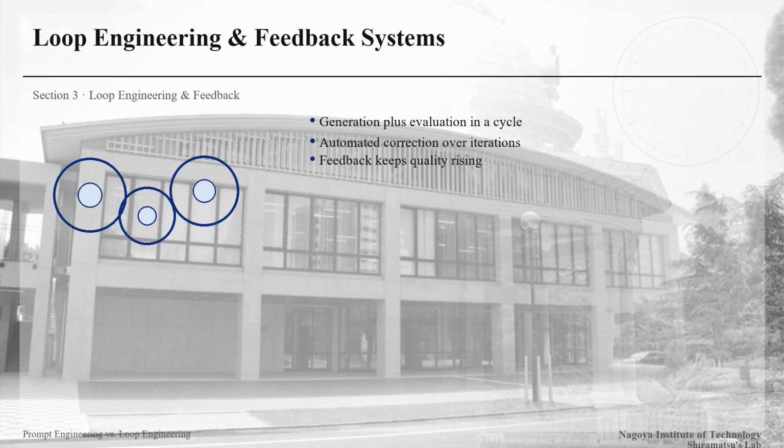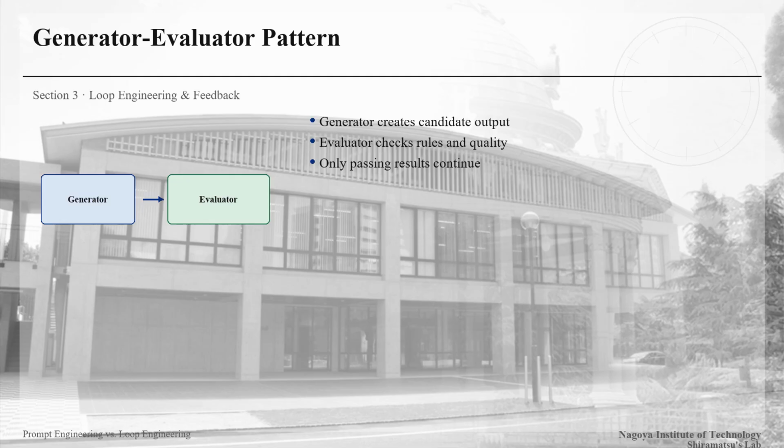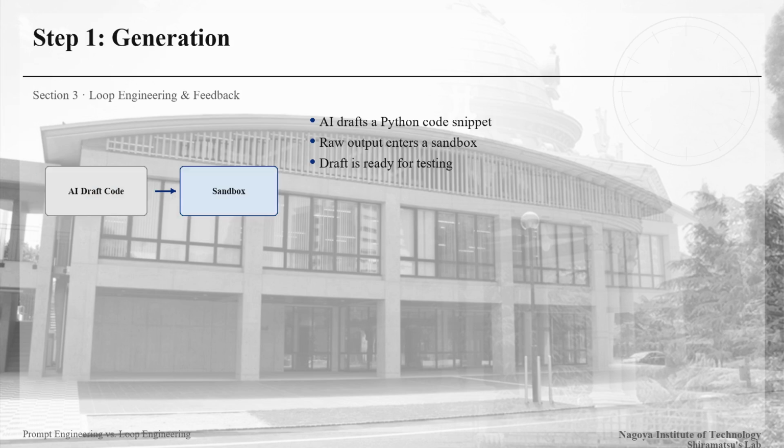Section 3 covers loop engineering and feedback systems that keep improving outputs automatically. The generator-evaluator pattern uses one model to create content and another to check it against rules. Step 1, the model drafts code, and that draft enters a sandbox for testing.